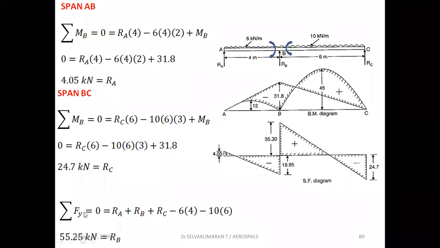Sigma Fy: all upward forces are positive, all downward forces are negative. RA plus RB plus RC is equal to minus 6 into 4, minus 10 into 6. We get RB to be 55.25 kilonewton.